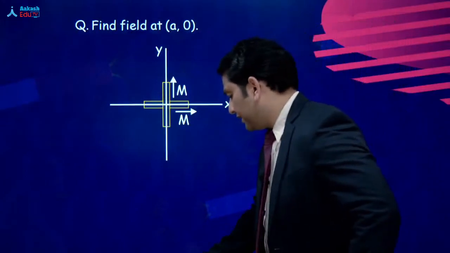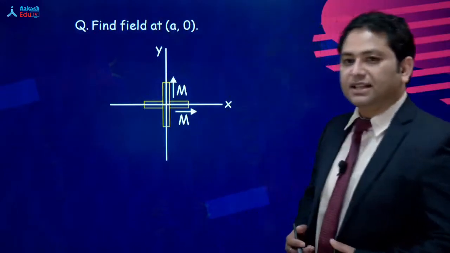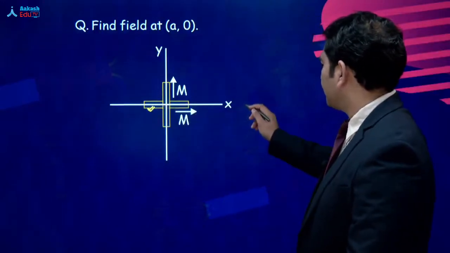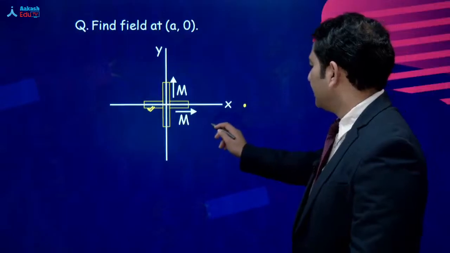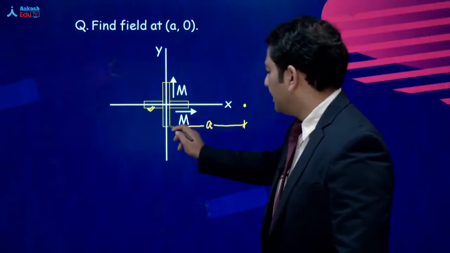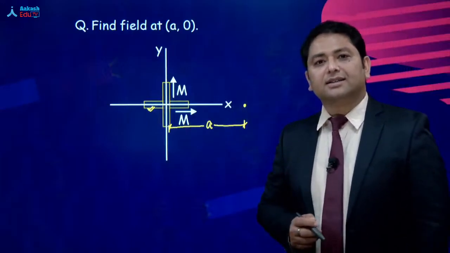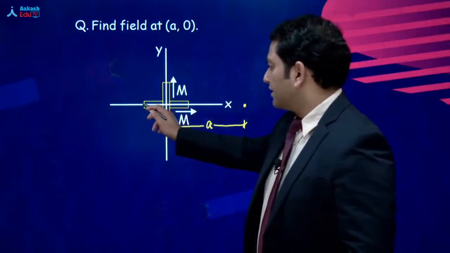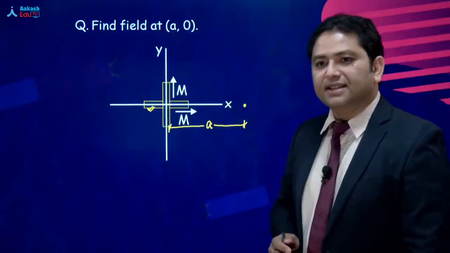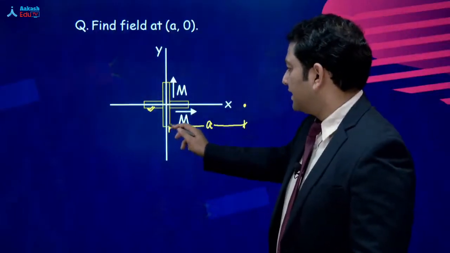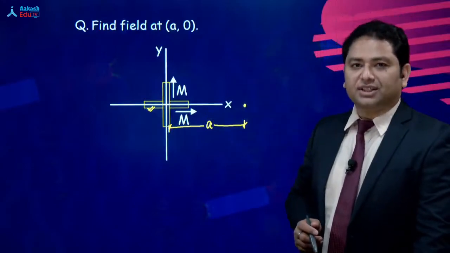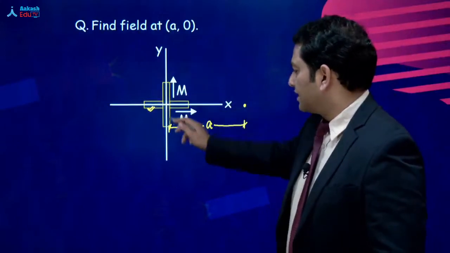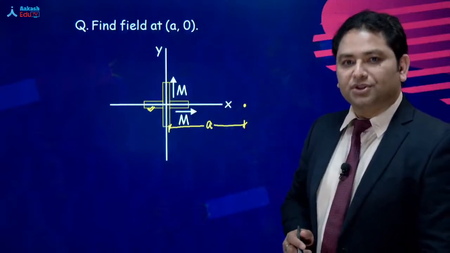Okay, let's see how we calculate this. Look very carefully. First of all, let's decide where we are supposed to calculate. We are supposed to calculate the field at this particular point, a comma 0. Now you decide: for this magnet, this is the axial position, and for this magnet, this is the equatorial position. Let me repeat it again. For this magnet, it's an axial position. For this magnet, it's the equatorial position.